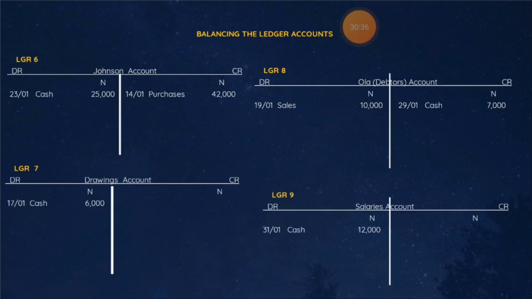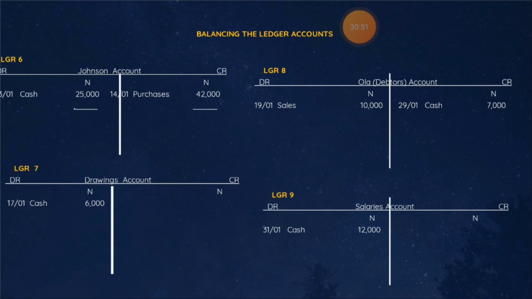Then the next ledger, which is ledger number 6, where we have Johnson, a creditor's account. The debit side is 25,000 naira, the credit side is 25,000 naira. The credit side is more than the debit side. So if we close the account, the one that is bigger is what will appear at the two sides, which means we are going to have 42,000 naira. The debit side is not up to 42,000 naira. So if we subtract 25,000 naira from 42,000 naira, we are going to have a balance of 17,000.